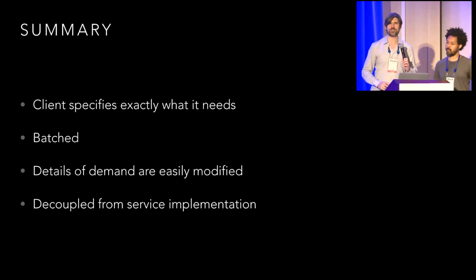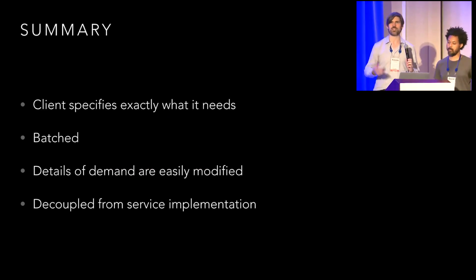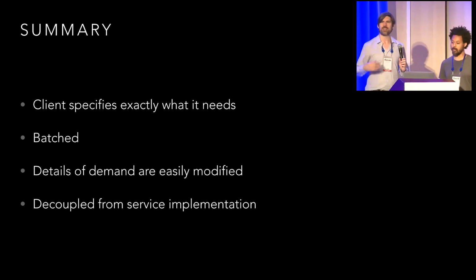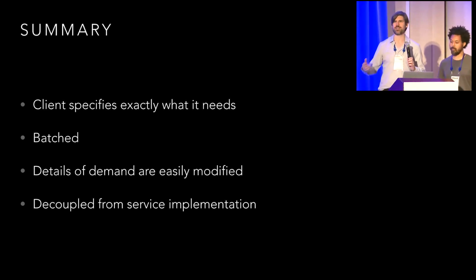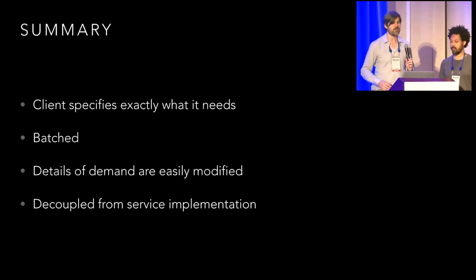So just to wrap up what we've seen here, we've seen the client specifying exactly what it needs as data. We've seen that the queries are getting batched. The details of the demand are very easy to modify. We're just changing the data structure. We don't have to ask any service teams to change any code on our behalf. We're even having implicit joins happening automatically for us. And it's decoupled from the service implementation. The client doesn't care that it's in a relational database or whatever strategy the service is using to implement this. These are completely decoupled things. So with that, I'll hand it back to David.